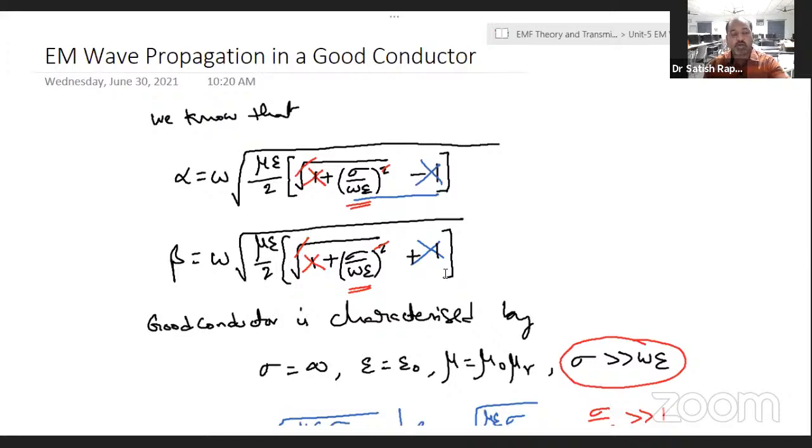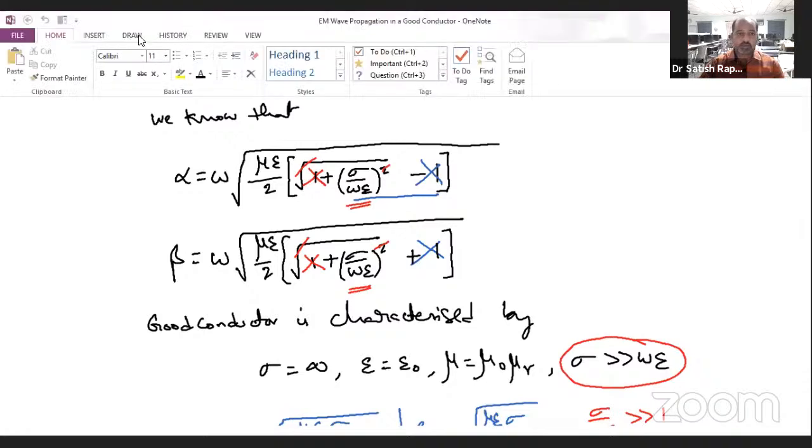We have been discussing EM wave propagation in different media. In my last few classes, I have discussed EM wave propagation in free space, in lossless dielectric media, in lossy dielectric media, and in a good conductor. Right. So let me recollect the things which I have discussed in my last class.